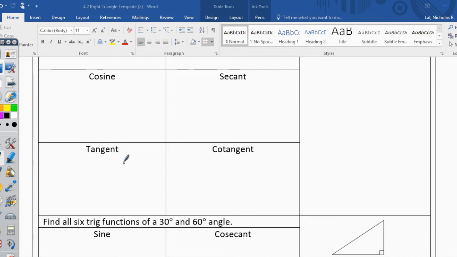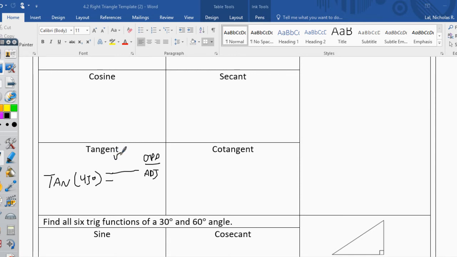All right, so tangent. The tangent of 45. What's the value of the opposite side? What's the length? So the tangent is the opposite over the adjacent. What's the value of the opposite side? What's the length of the opposite side for 45, for this triangle? What's the opposite side here?